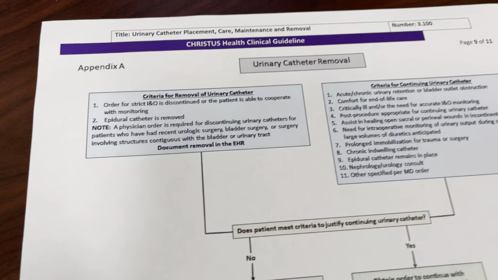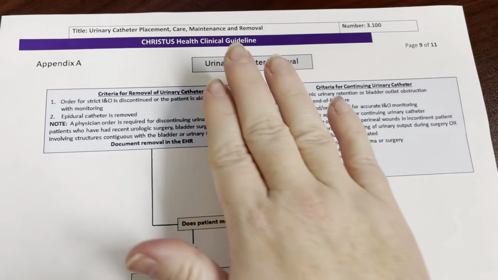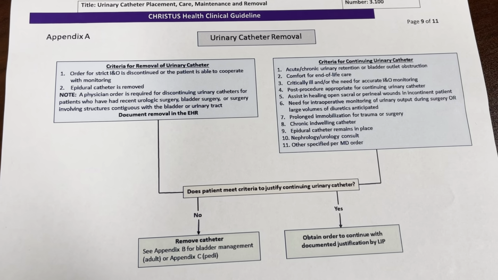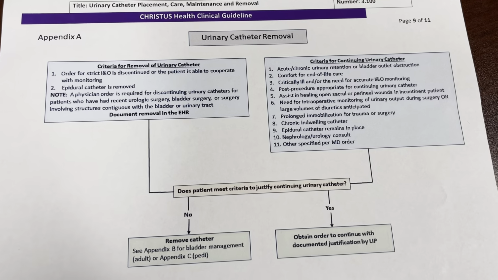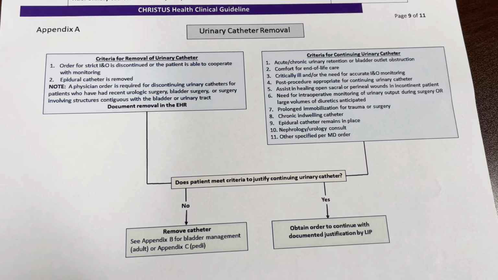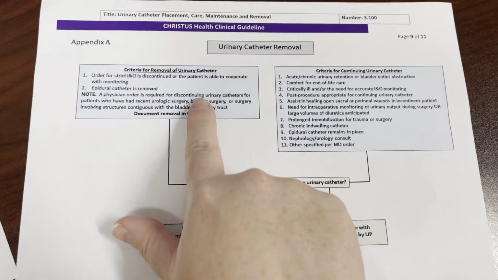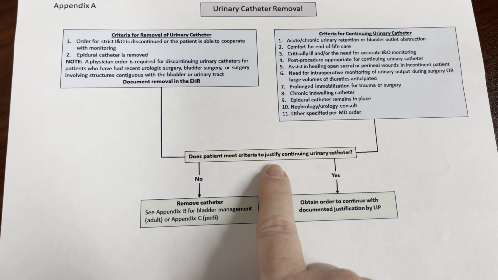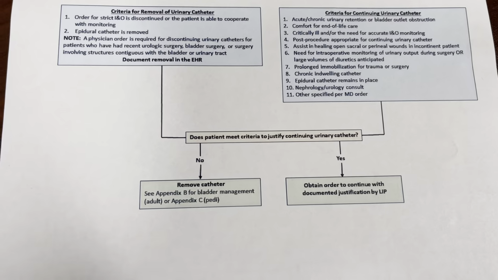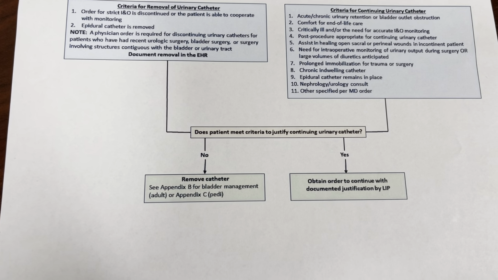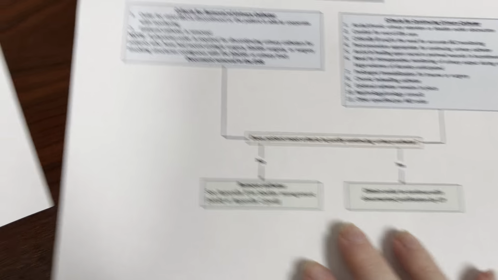When we look at our protocol for urinary catheter removal, it tells us on here what the protocol is for looking to remove it. If the order for strict I's and O's is no longer valid, or if the patient is able to cooperate with monitoring of their I's and O's without having the catheter in place, then we need to go ahead and pull it out. And that's what it tells us right here. If they don't meet the criteria, then we need to go ahead and get it out. If they meet the criteria for having it, then we obtain an order continuing the catheterization.